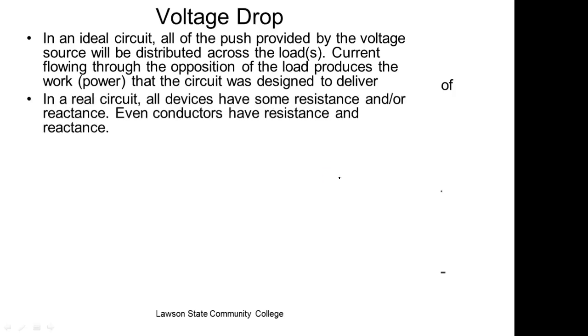In a real circuit, all devices have some resistance and/or reactance. Even conductors have resistance and reactance. So it means conductors are going to drop a voltage. Alabama Power has to deal with this more than we do. They call it line loss, and they have to deal with line loss all the time because all conductors have resistance.